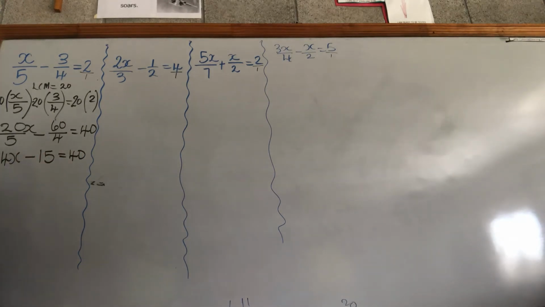I now collect like terms on one side of the equation. So I keep the 4x, I keep the 40 there, and I take across this negative 15, which will now become positive. Alright, so 4x is equal to 40 plus 15.